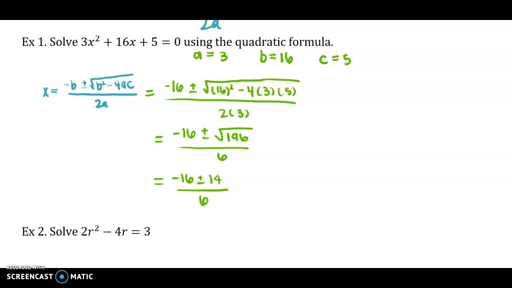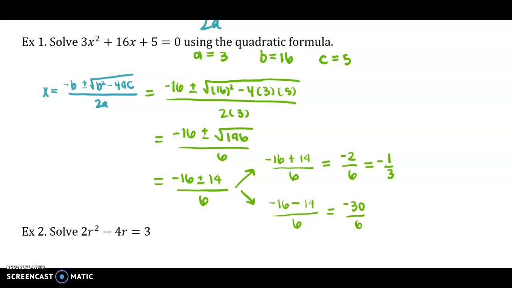Then after that, we're going to go ahead and split it up into two things, one with the plus and one with the minus. So negative 16 plus 14 all over 6, and then negative 16 minus 14 all over 6. For these, you always want to simplify the numerator first, and then simplify the fraction. So this is going to be negative 2 over 6, and that simplifies to negative 1/3. Then over here we get negative 30 over 6, and that simplifies to negative 5. And so our two answers are these.